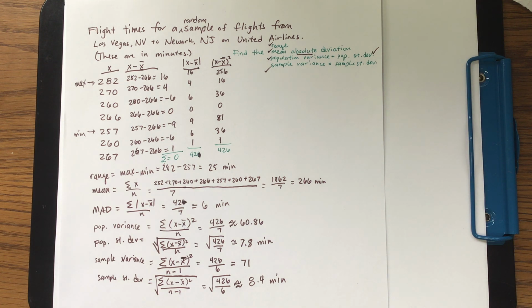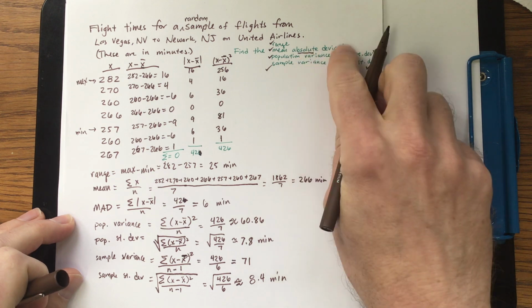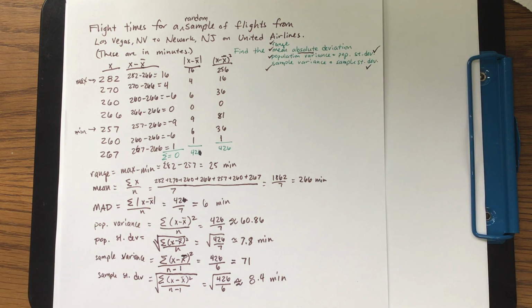And that is how you can do these by hand. Of course, if you know ways or want to do things with technology, that's fine too. But these are the 6 measures of variability that we'll talk about in this class.